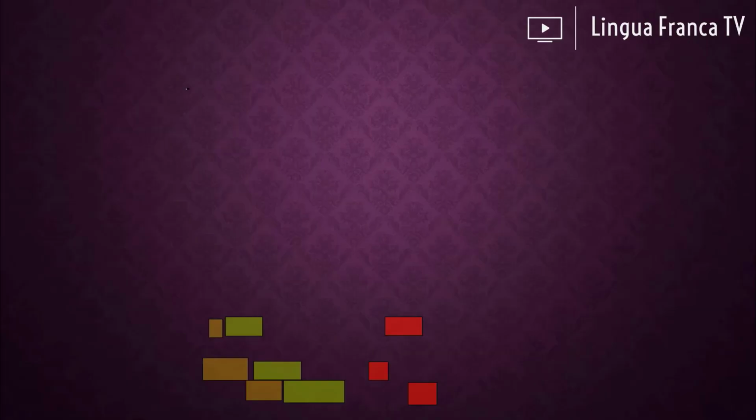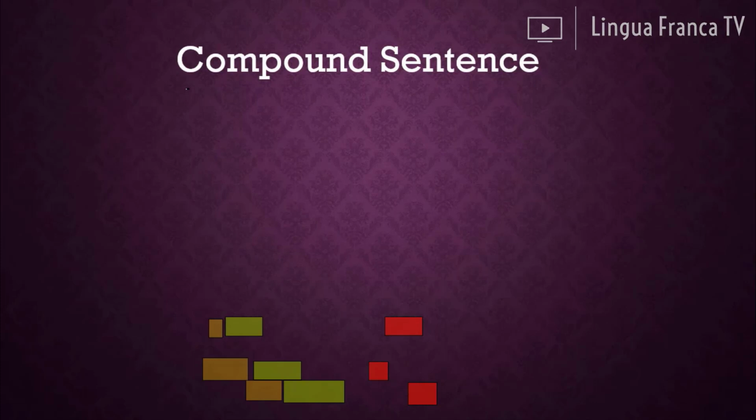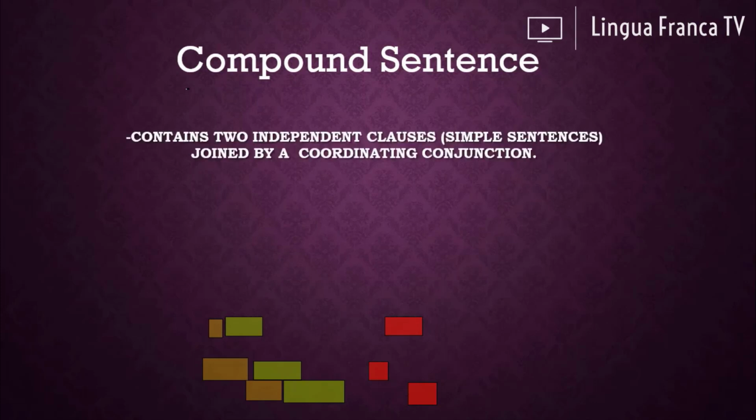Alright, moving ahead. Compound sentences. So compound sentences contain two independent clauses, simple sentences, joined by a coordinating conjunction. This is very important for us to understand and learn: how do we make compound sentences, what can be the identification of compound sentences, what can be the clues in compound sentences, like whenever we are using coordinating conjunctions in them, that is a real clue.